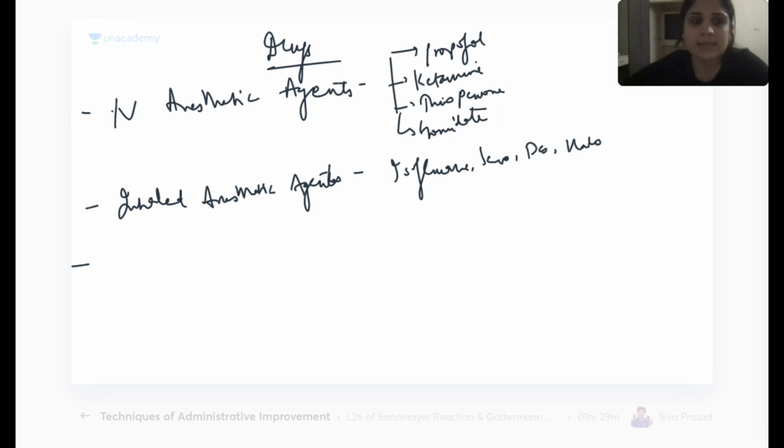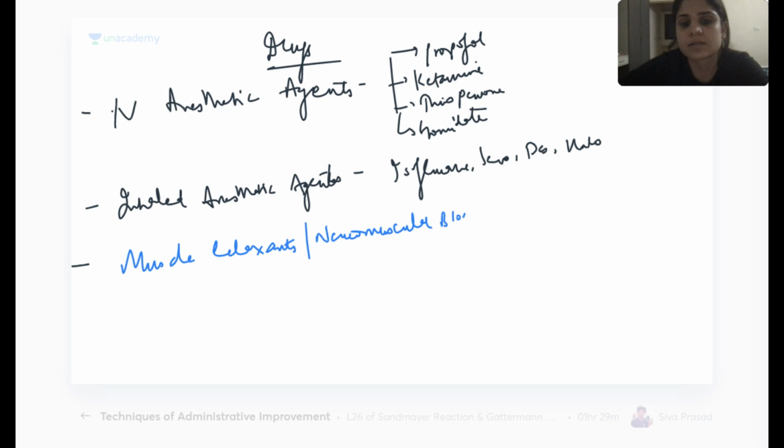What do I call my muscle paralysis agents? Muscle relaxants. Okay. They are also called neuromuscular blocking agents. So in my neuromuscular blocking agents, what are the drugs that I have? Yes, I have succinylcholine or scoline. I have atracurium. I have vecuronium, and I have rocuronium.